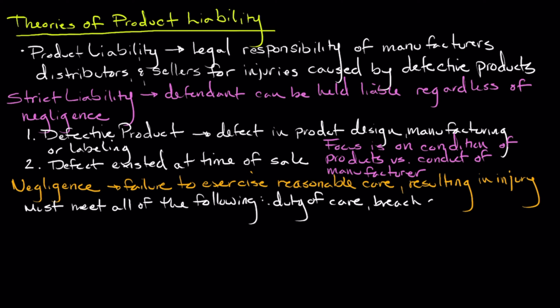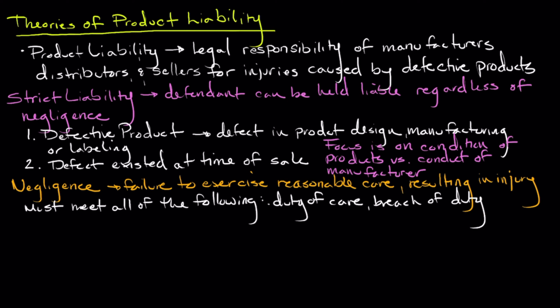The second thing has to be a breach of duty. The manufacturer breaches the duty of care by failing to meet some required standard of care. It could involve errors in design, the manufacturing process, or maybe a failure to provide some sort of adequate warning or instructions, whether it be the label or the included instructions within the packaging.